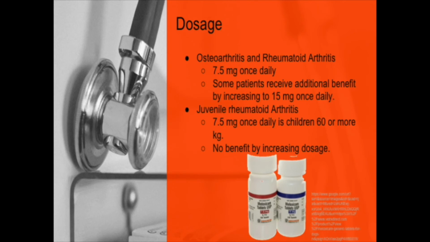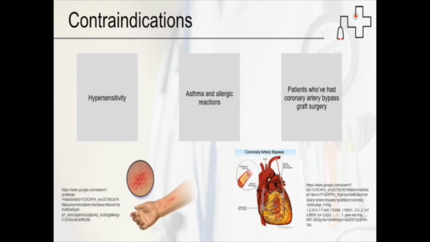For juvenile rheumatoid arthritis relief, the recommended oral dose is 7.5 milligrams once daily in children who weigh 60 or more kilograms, and clinical trials demonstrated no additional benefit by increasing the dose above 7.5 milligrams.